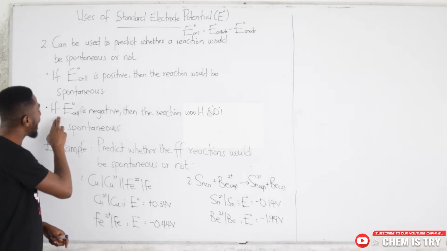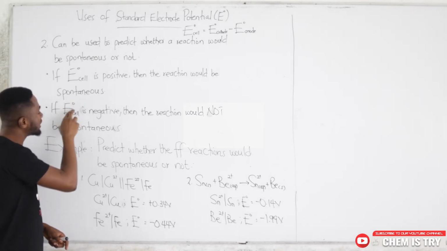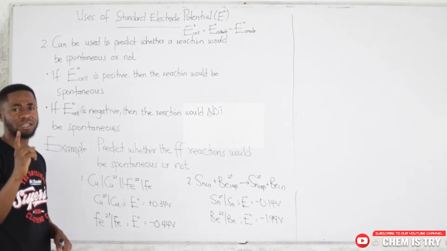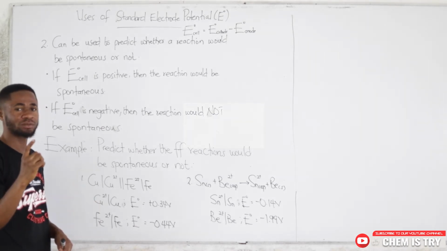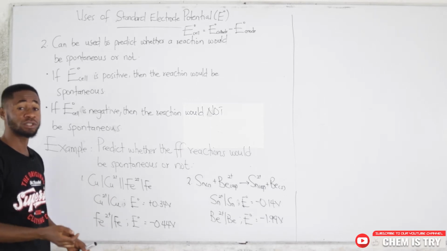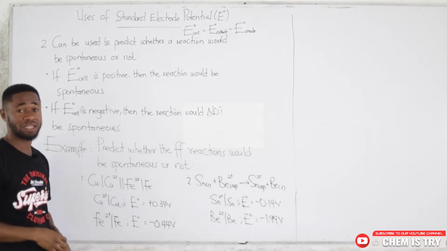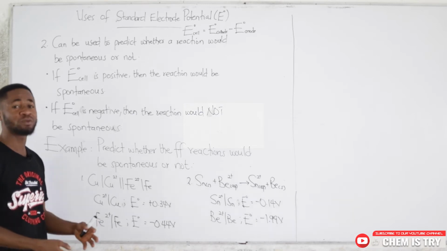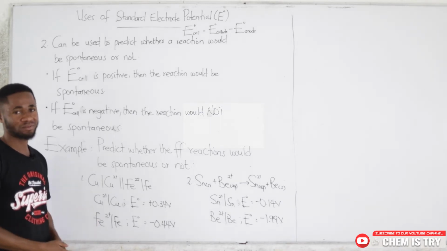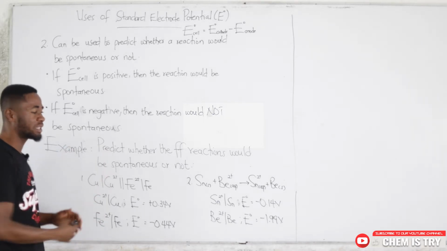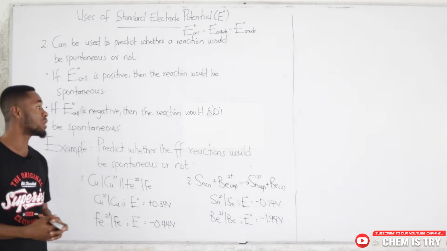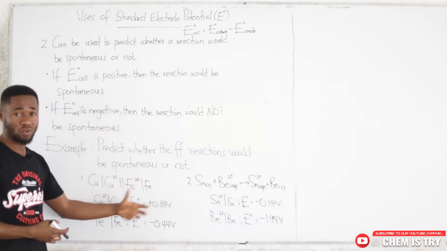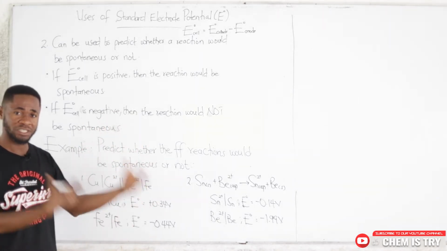However, if we calculate the total EMF of the cell and we get a negative value, that means that the reaction is not spontaneous. And if it is not spontaneous, the reverse of that reaction has to happen. The cathode will then have to become the anode, and the anode will have to become the cathode. Let's look at these examples and see how we can use the standard electrode potential values to predict whether or not a reaction will be feasible.